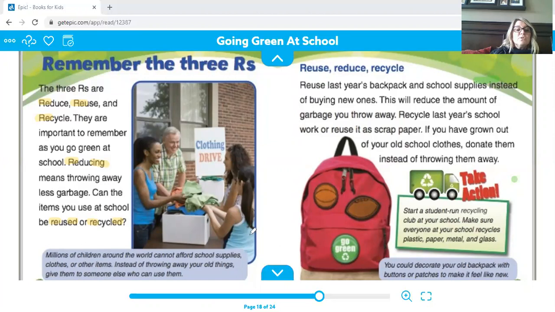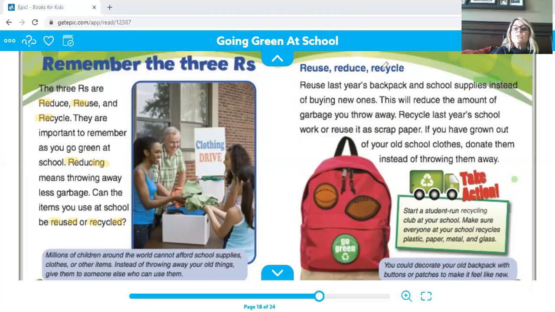It says millions of children around the world cannot afford school supplies, clothes, or other items. Instead of throwing away your old things, give them to someone else who can use them. So here they are. Reuse, do it again. We reuse, recycle, or reduce and recycle.